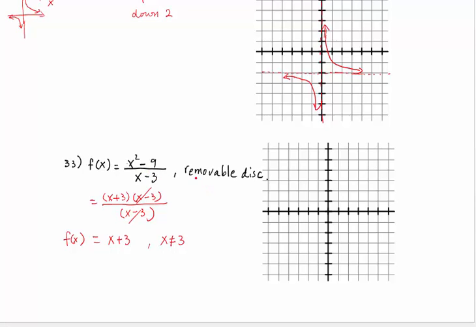So that's where the removable discontinuity is. When x is 3, you're going to have an open circle. So you know how to graph the line y equals x plus 3. You have y-intercept as 3, you go up 1, right 1, and then you have your line. But remember, x doesn't equal 3. So when x is 3, you're actually going to have an open circle there. So when you connect your line through, make sure you have an open circle there. And that's what a removable discontinuity is.